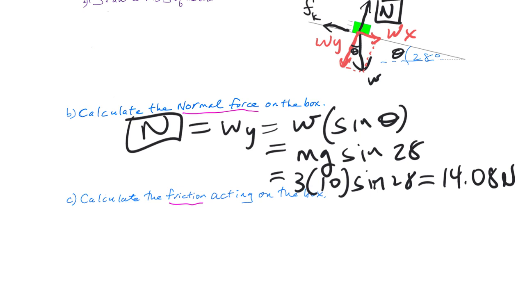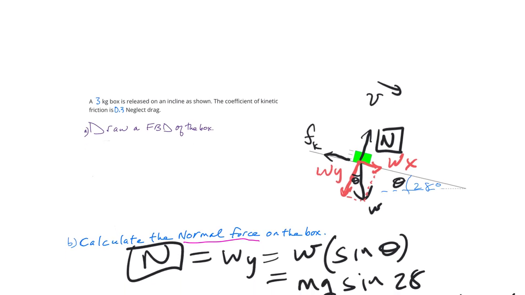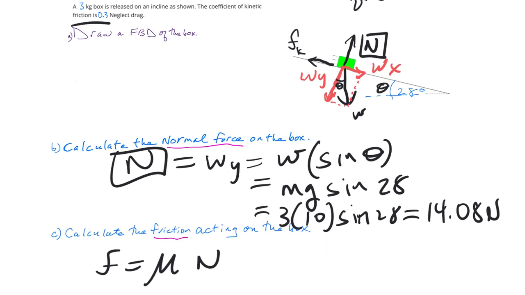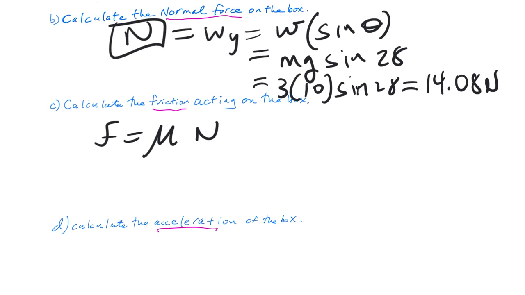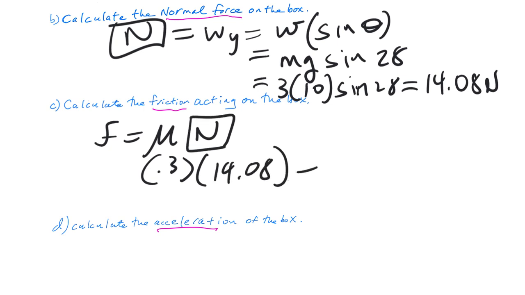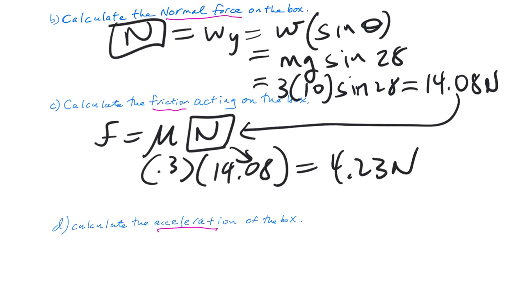Okay, calculate the friction acting on the box. Okay, well, F equals mu times N. They gave me the coefficient of friction up here. So the force of friction is 0.3 times the normal force. We just saw 14.08 up here. So 14.08 times 0.3 is 4.23 newtons.